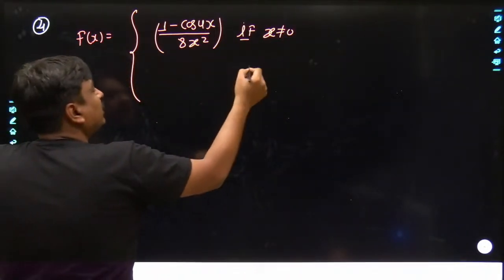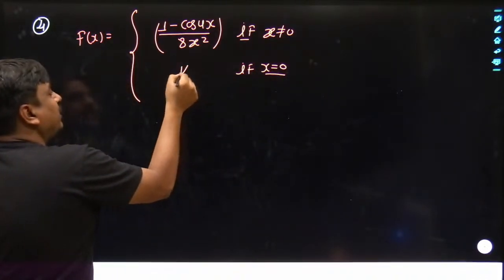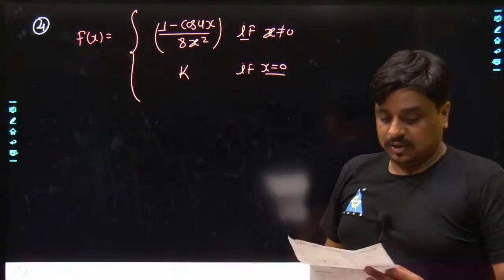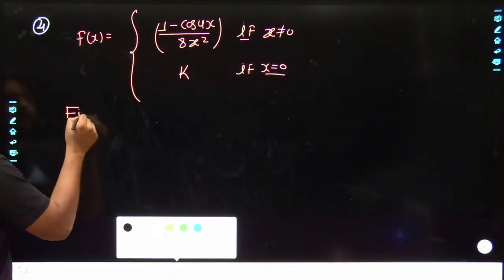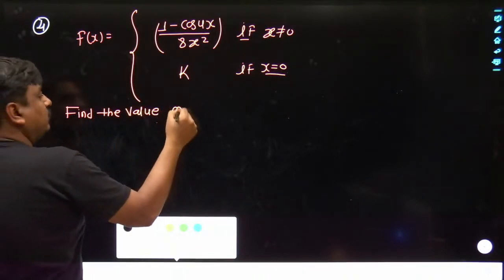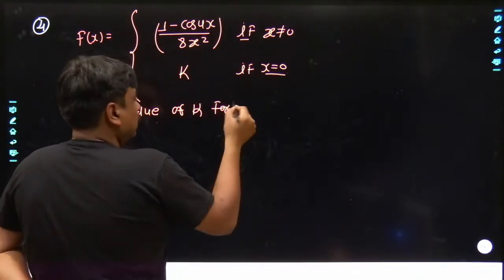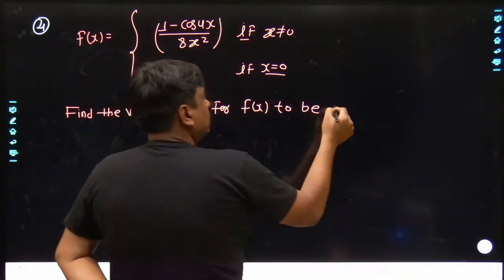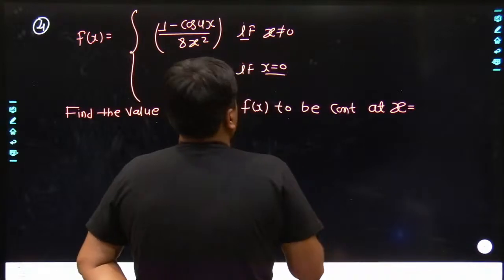Whereas at x equals 0, the worth of the function is defined as k. Find the value of k. The question is: find the value of k for f of x to be continuous at x equals 0.